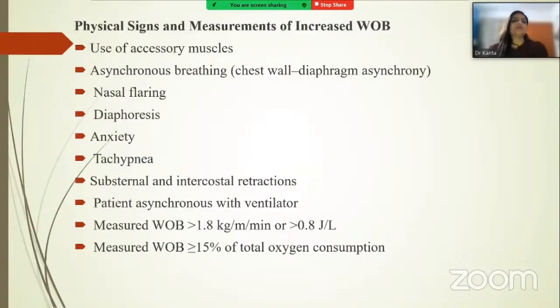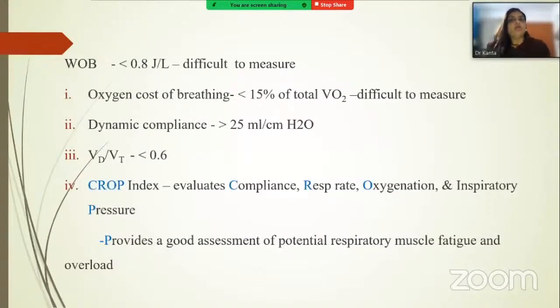So what are the signs and symptoms in measurement of increased work of breathing? If a spontaneously breathing patient uses accessory muscles of respiration, there is asynchrony in the breathing, nasal flaring, diaphoresis, anxiety, tachypnea, substernal or intercostal retraction, or the patient's breathing is asynchronous with the ventilator. Along with that, the work of breathing should be less than 0.8 joules per liter. It is a difficult parameter to measure. So is the oxygen cost of breathing, which should be less than 15% of the total VO2.